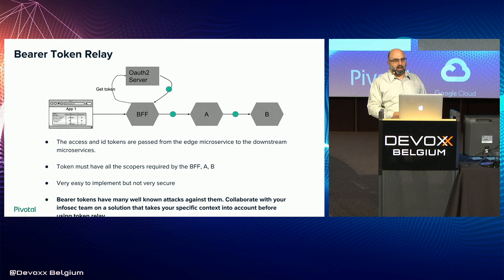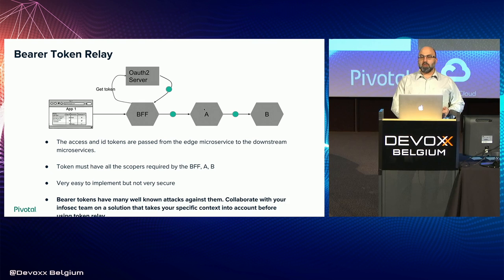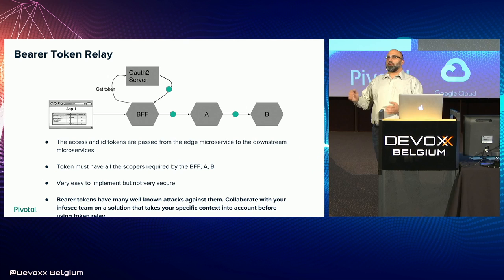We have application one, which is going to call the BFF. The BFF is going to have a token, an access token that it got. Then the BFF turns around, calls microservice A, passing down the blue token that it got. Microservice A is then going to pass that token to microservice B. This is what's called bearer token relay, whereby we just take the token and pass it down the line.